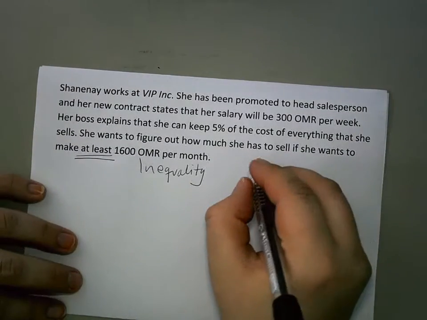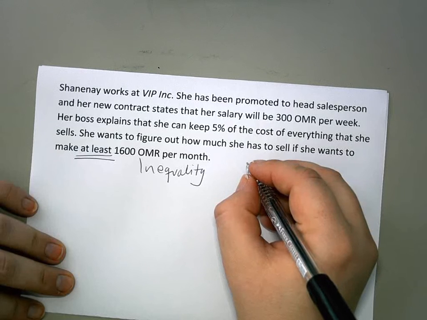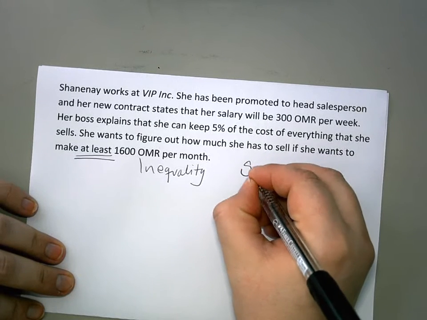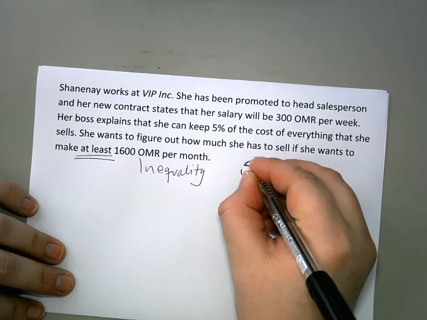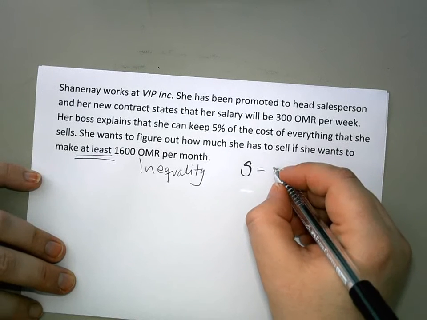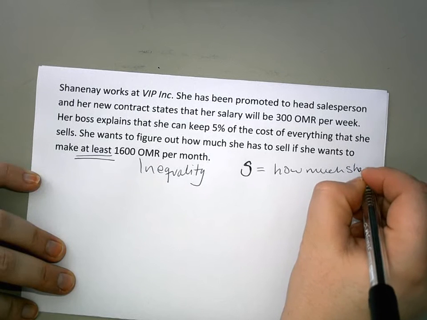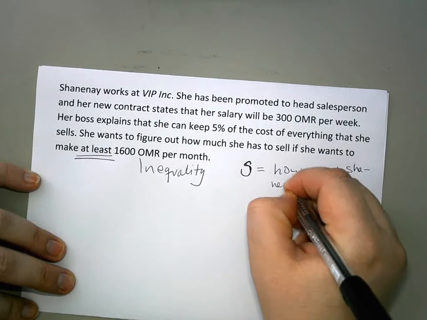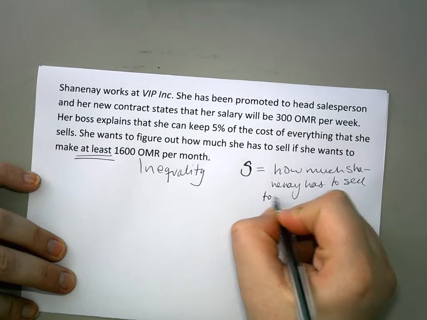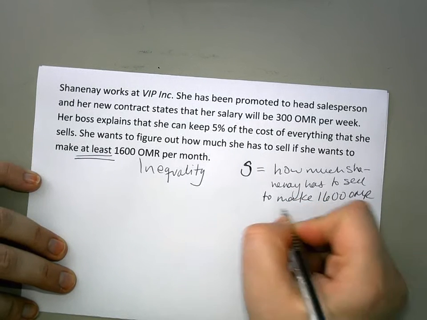Before we go into any further depth of this problem, let's define the variable. So I'm defining my variable as S, and this is how much Shanae has to sell to make 1,600 Omani Rials per month.